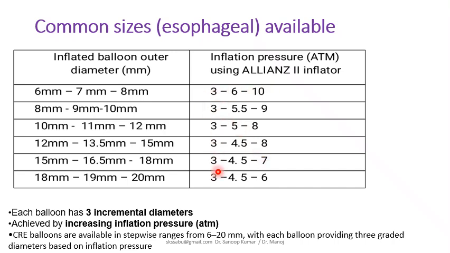Why I say that particular set is that as the set changes, the pressure for that particular set will change. So you should look into that description, how much ATM pressure is to be given to achieve that particular diameter. So in this particular balloon, for achieving 20 mm, you should give only 6. While if you come to this balloon, you will have to give 8 ATM to achieve 15 mm. So three incremental diameters can be achieved with a single balloon.